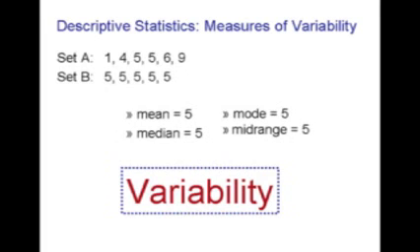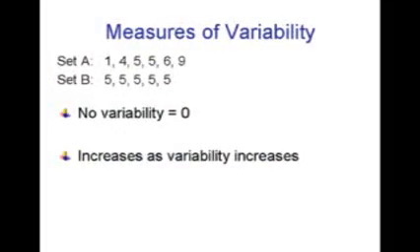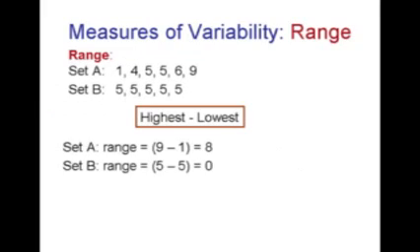There is a change in variability between the two data sets. Set A has some variability, while Set B has no variability. One way to think about variability is to examine how far each data value is from the mean. We anticipate that the measure of variability will be 0 when there is no variability, as in Set B. If the spread of the values around the mean increases, then we anticipate that the variability will increase, as in data set A. The first measure of variability is the range.